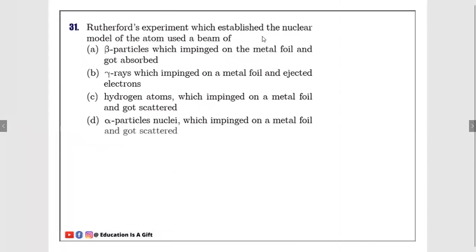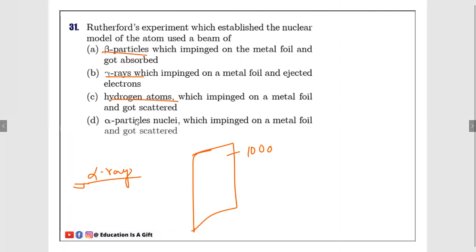31. Rutherford's experiment, which established the nuclear model of the atom, used a beam of, if you observe, he took one gold foil which is 1000 atoms thickness, and he took an alpha ray scattering gun. From that gun he produced alpha rays, and if you observe, they gave beta particles, gamma particles, hydrogen atoms, alpha particle. Simply to say, it is alpha particle, D.